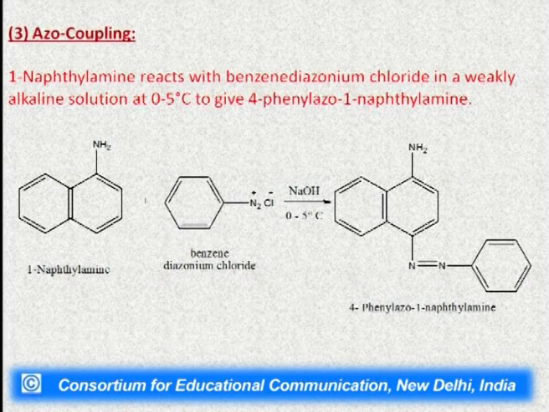Then comes the azo coupling of 1-naphthylamine. This 1-naphthylamine on reaction with benzene diazonium chloride in a weakly alkaline solution, with sodium hydroxide at 0 to 5 degrees centigrade, will give us the coupling reaction at the 4th position, since this amino group is an ortho-para directing group. If the substitution takes place at the ortho position, then it will be a crowded compound and it will be less stabilized. So the incoming group will come at the 4th position and we will get the more stable 4-phenyl azo 1-naphthylamine.